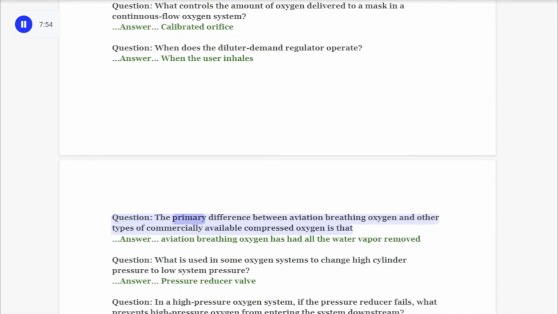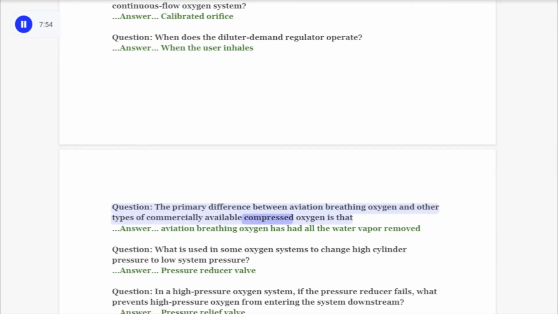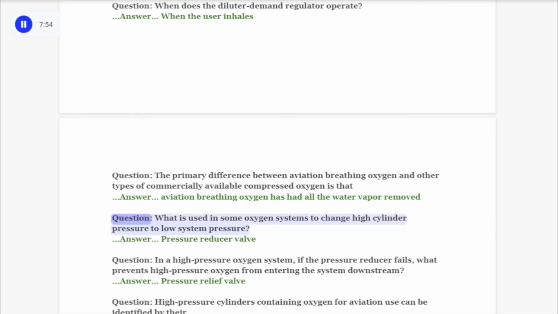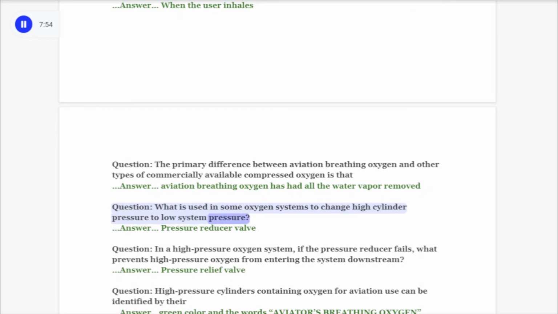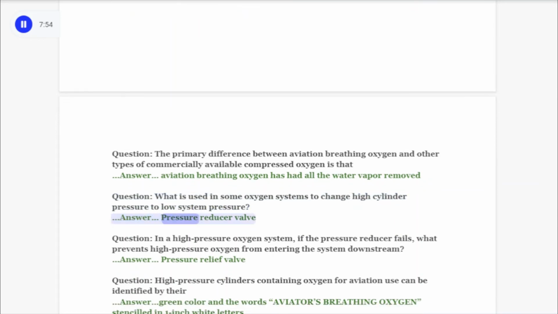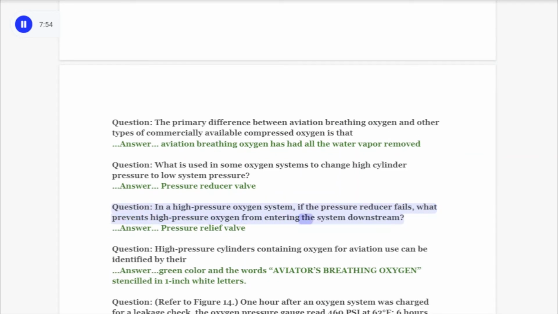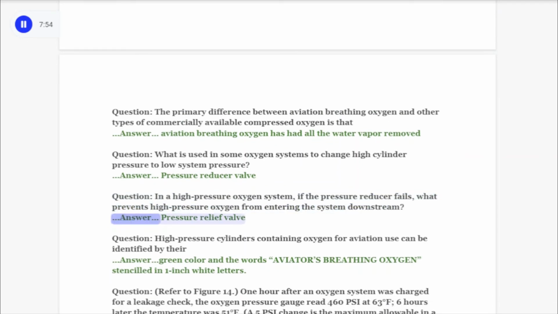Question: the primary difference between aviation breathing oxygen and other types of commercially available compressed oxygen is that. Answer: aviation breathing oxygen has had all the water vapor removed. Question: what is used in some oxygen systems to change high cylinder pressure to low system pressure? Answer: pressure reducer valve. Question: in a high-pressure oxygen system, if the pressure reducer fails, what prevents high-pressure oxygen from entering the system downstream? Answer: pressure relief valve.